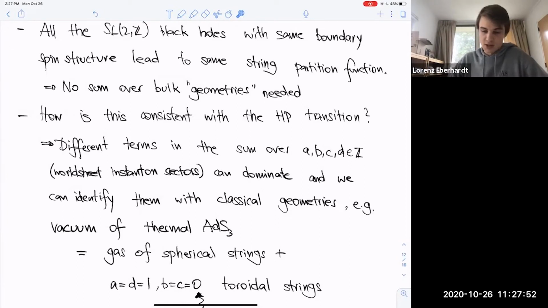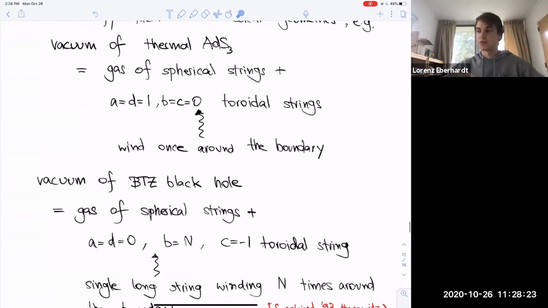The answer is, again, that basically the torus can compete with the sphere. It can compete because it includes strings that are so long and so heavy. In terms of the partition function that we saw above, it's just the different terms in the sum over a, b, c, d. These worldsheet instanton sectors can dominate. In particular, now, if you know which terms dominate, you can try to identify them with the classical geometries. So for instance, let's do it for the vacuum of thermal AdS3. That's a very simple state.